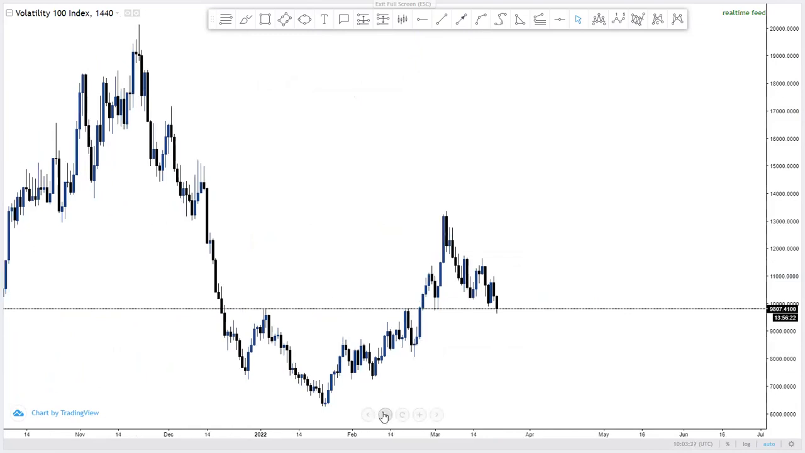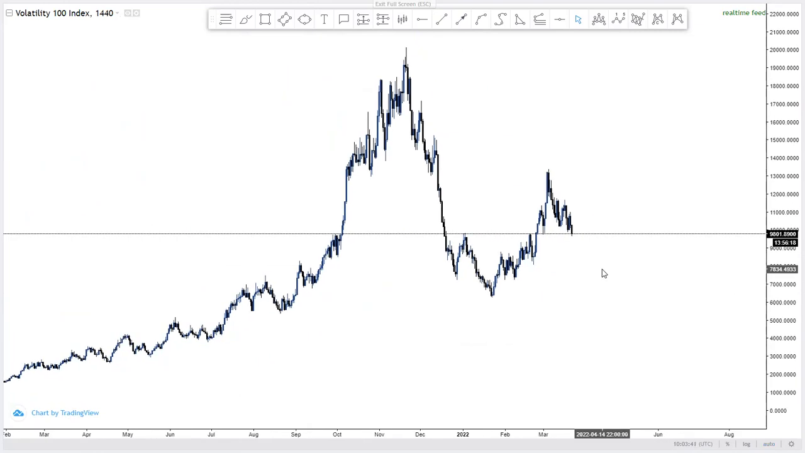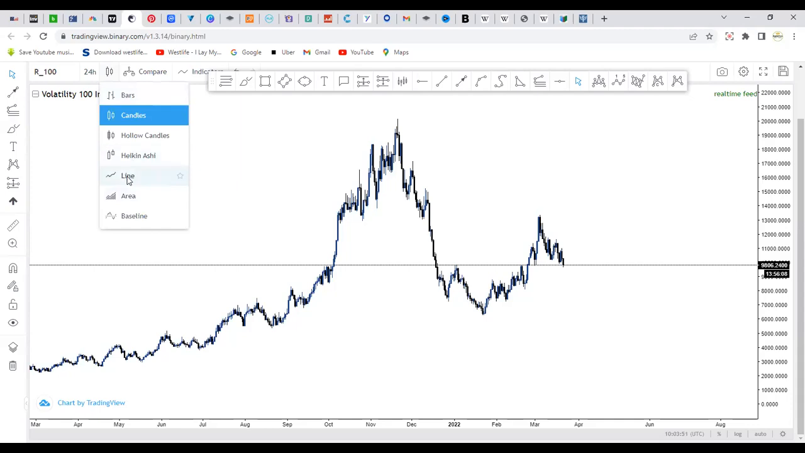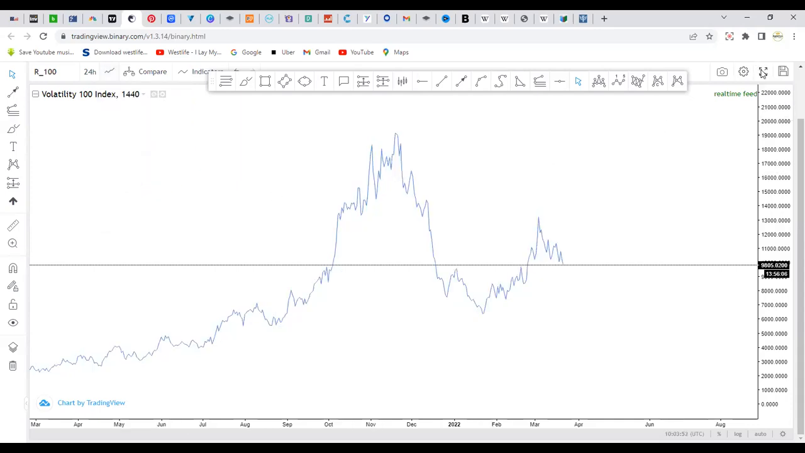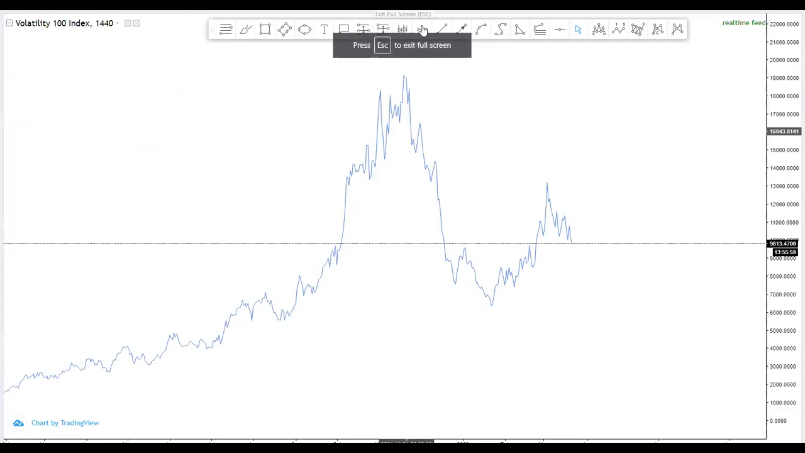So as you can see, guys, this is volatility 100. I'm still on the daily time frame. Let me identify things first. Let me identify my key levels of support and resistance. So I'm on the line chart right now. I want to identify my key levels of support and resistance.